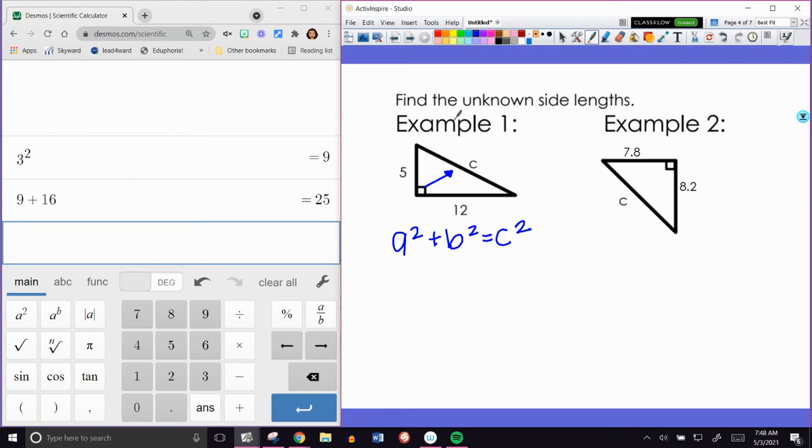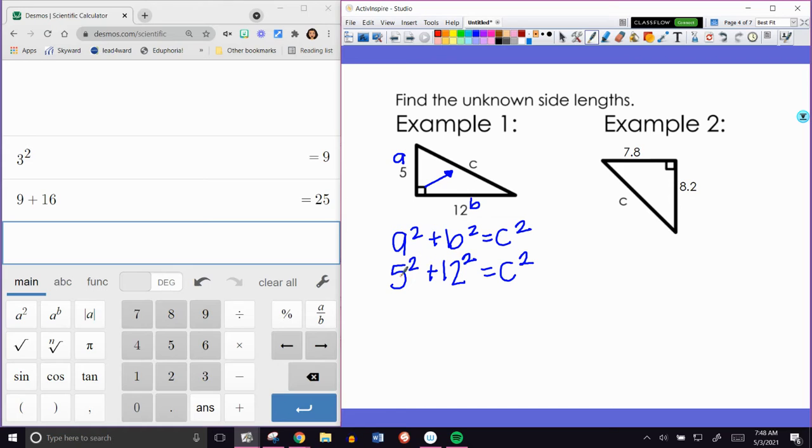Now I'm going to pick which ones are my A and my B. C is already labeled. I don't know what that is. So 5 can either be A or B, and 12 can either be A or B. We'll get the same answer. But I'm going to go ahead and just say 5 is A and 12 is B. So 5 will go where my A is, squared, plus B, that's going to be my 12, and I'm going to square that, equals C, and we don't know what C is, so I'm just going to leave it as C.